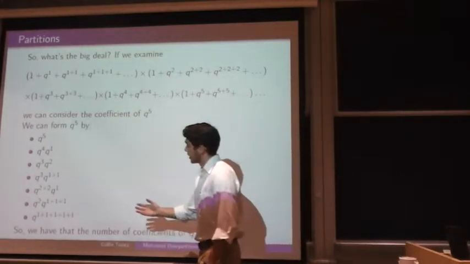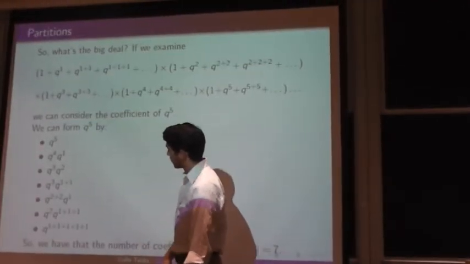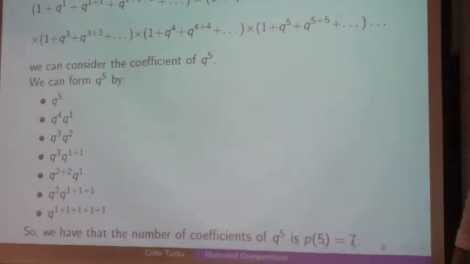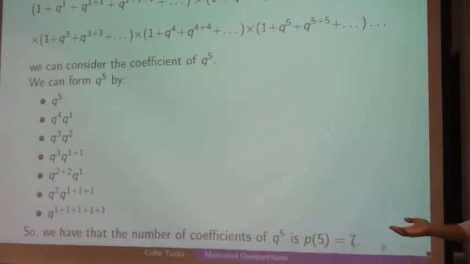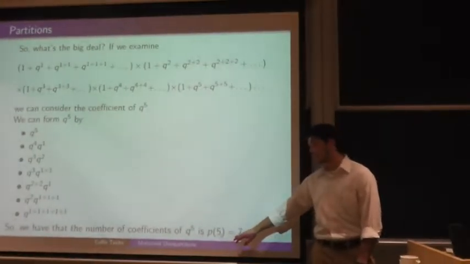So we see we have all of these different ways of forming q to the fifth by multiplying these terms together. Since we have seven of those different ways of forming q to the fifth, we can say that the coefficient of q to the fifth is seven. So we have that P of five, or the number of partitions of five, is seven.